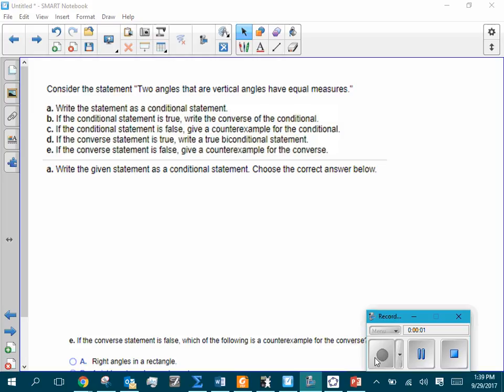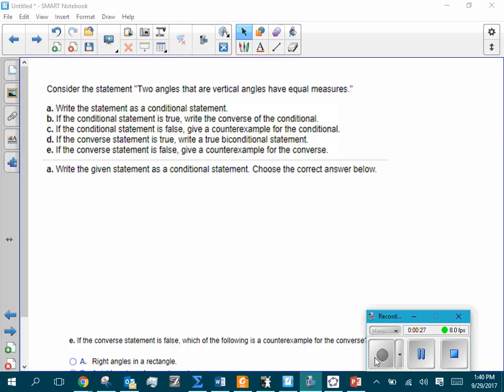to be able to go through and read a statement, whatever that statement is. Here we've got two angles that are vertical angles, have equal measures. Now, you may have gotten 4 or 5 different questions that everybody kind of pulled from. So maybe in this class, 5 people got this one, 5 other people got this one, 5 other people got this one. But they're all kind of the same type of question.